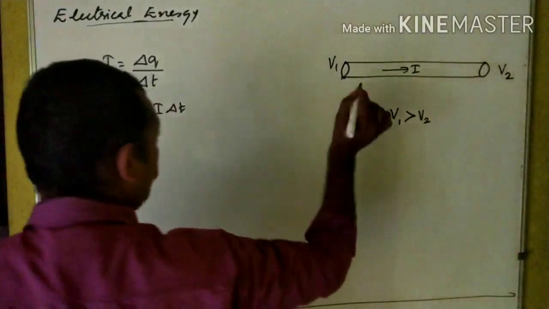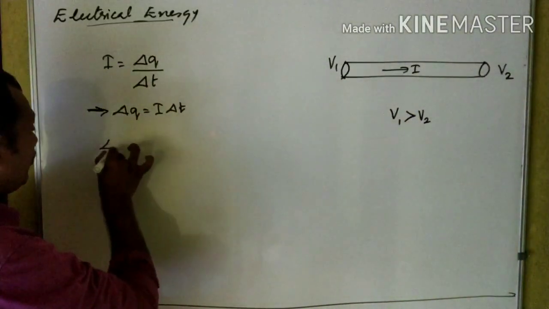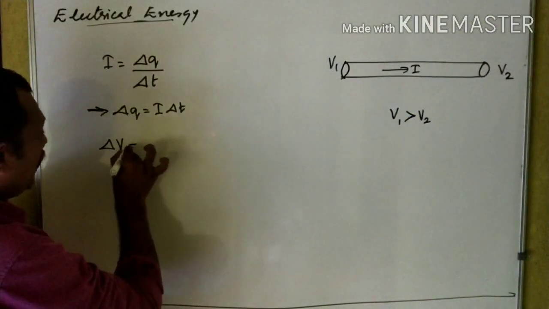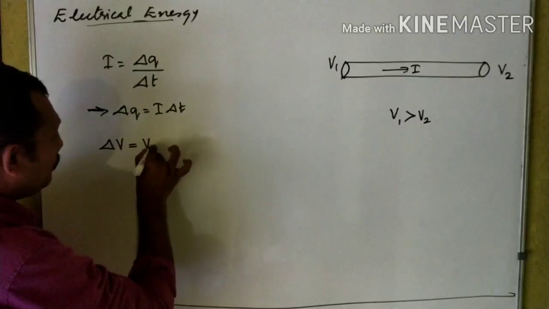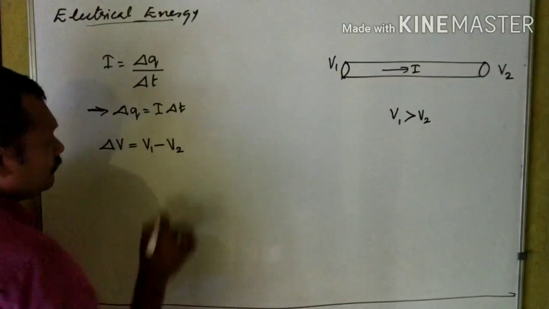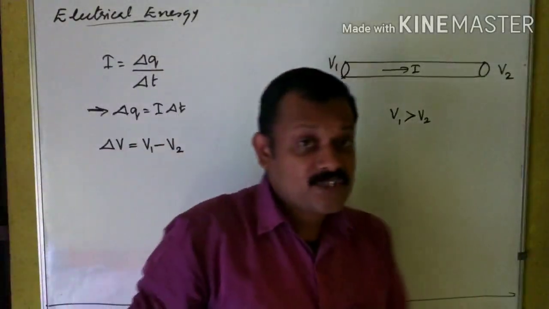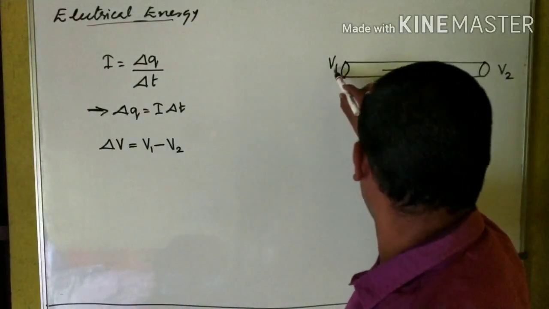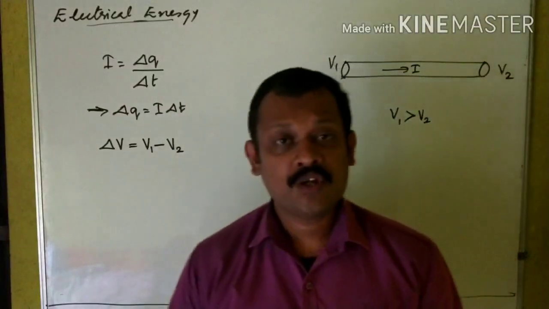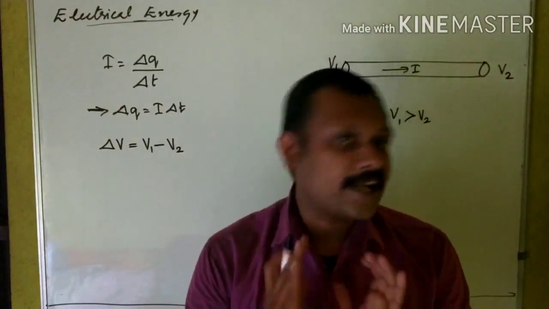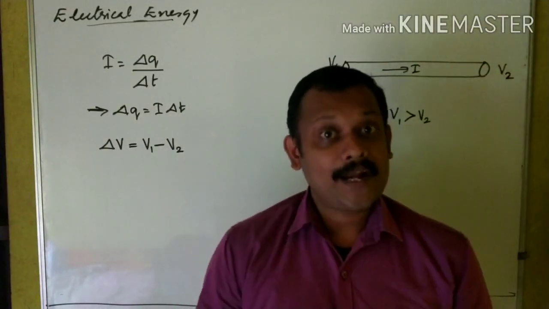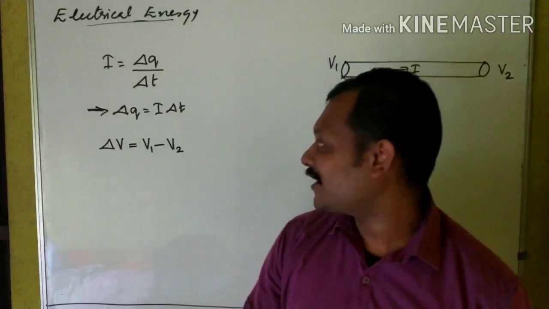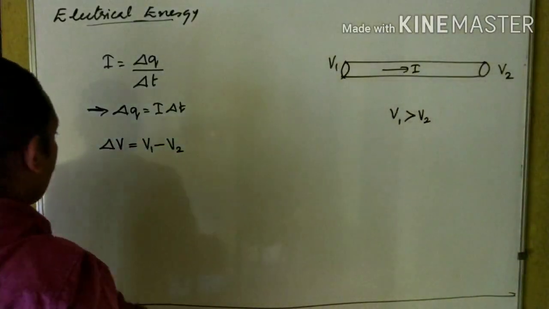Now, what is the potential difference between the ends of the conductor? ΔV is V1 minus V2, because the direction of current is from V1 to V2, which means V1 should be the greater potential compared to V2. So ΔV is equal to V1 minus V2.